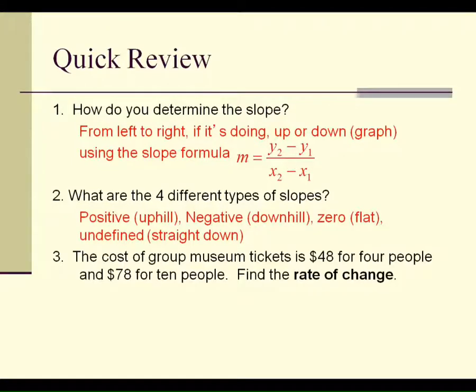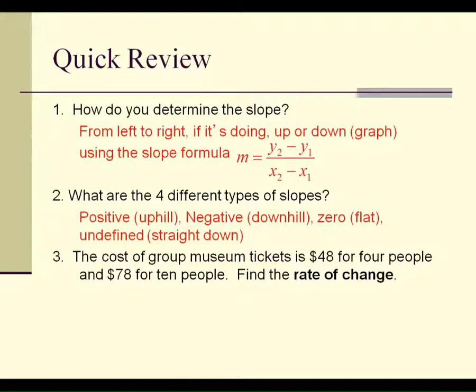Next, we want to find rate of change. Remember, rate of change and slope are basically synonyms. They mean the same thing. If something changes at a constant rate, we can use slope to find that out. So here it says these tickets, $48 for 4 people and $78 for 10 people, find the rate of change. We can still use the slope here and do the same thing.